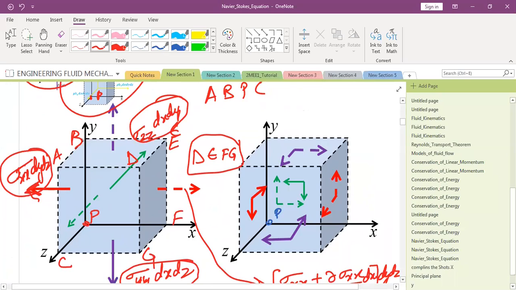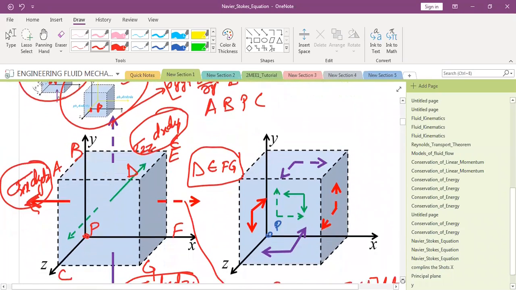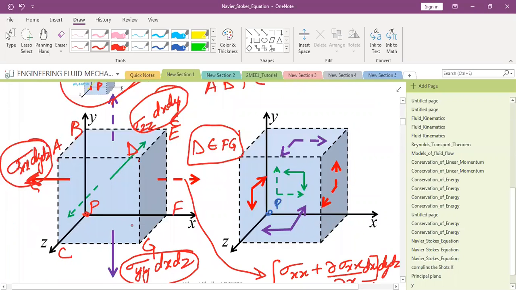Likewise, for face BEDA, what should this value be equal to? Sigma YY plus curly sigma YY by curly y into dy, multiplied by dx dz. And likewise, I can have it for ADGC. So this will be sigma ZZ plus curly sigma ZZ by curly Z into dz, everything multiplied by dx dy. This is all about normal viscous stresses.